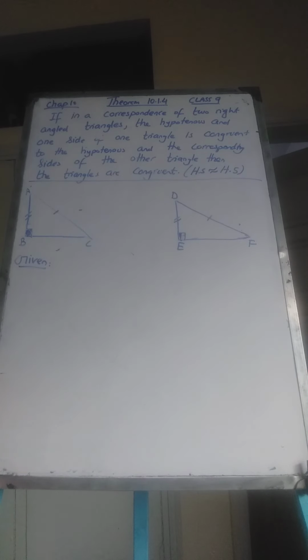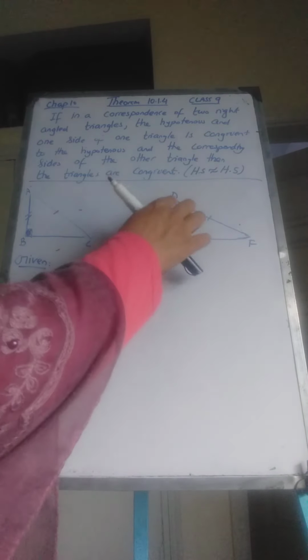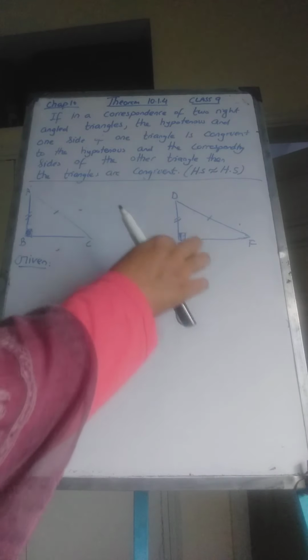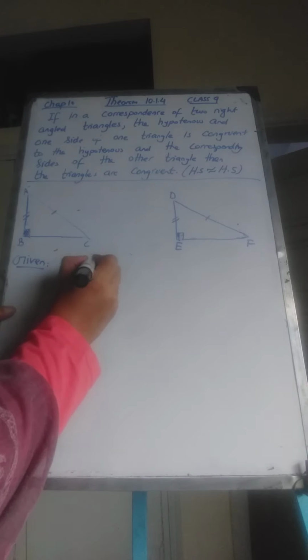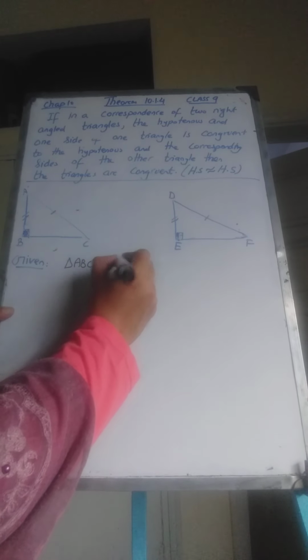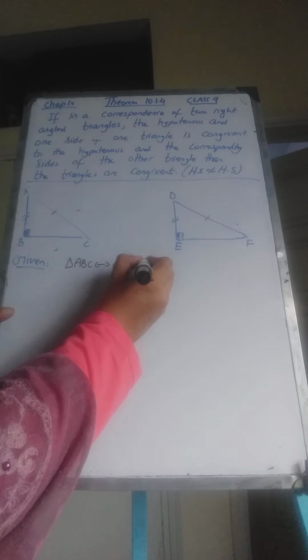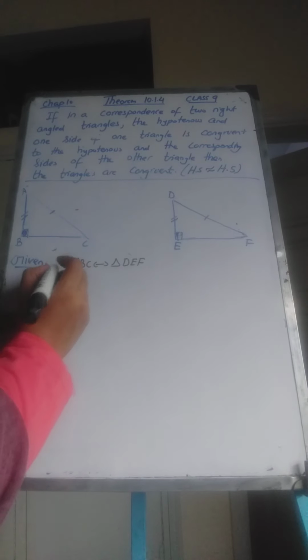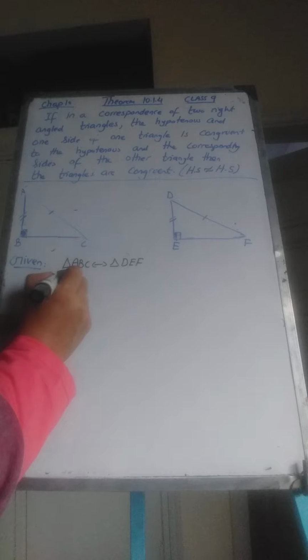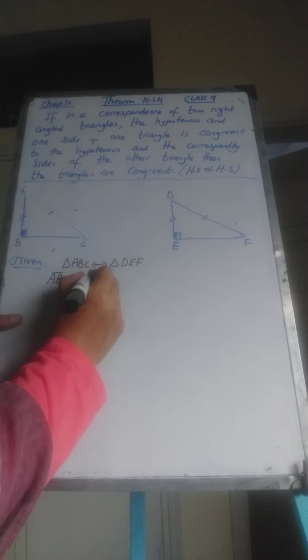So let us start the theorem. First, let us write the given. What we are given is that the hypotenuse and one side of triangle ABC is congruent to the hypotenuse and the corresponding side of DEF. First of all, let us take the correspondence: triangle ABC corresponds to triangle DEF. So there is a correspondence between these two triangles. Now we are given that the side AB is congruent to DE.